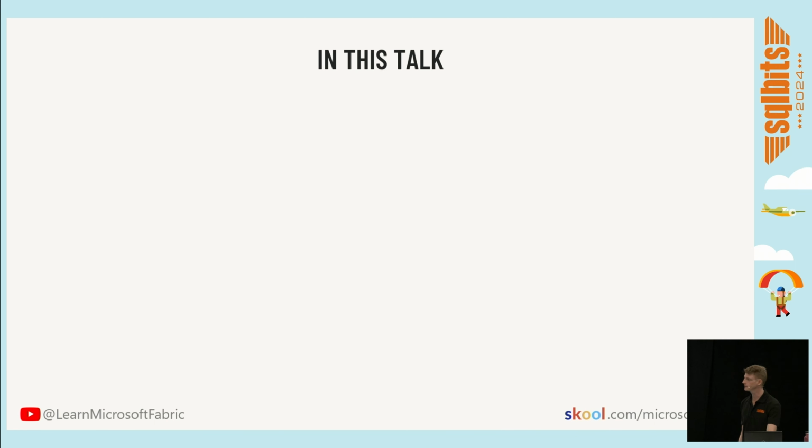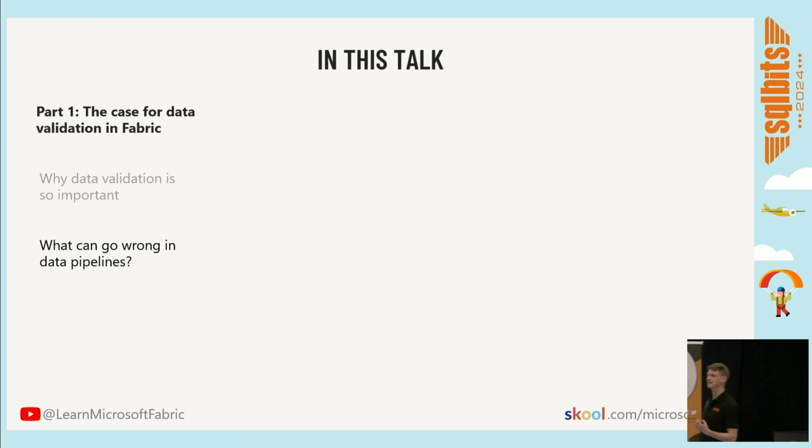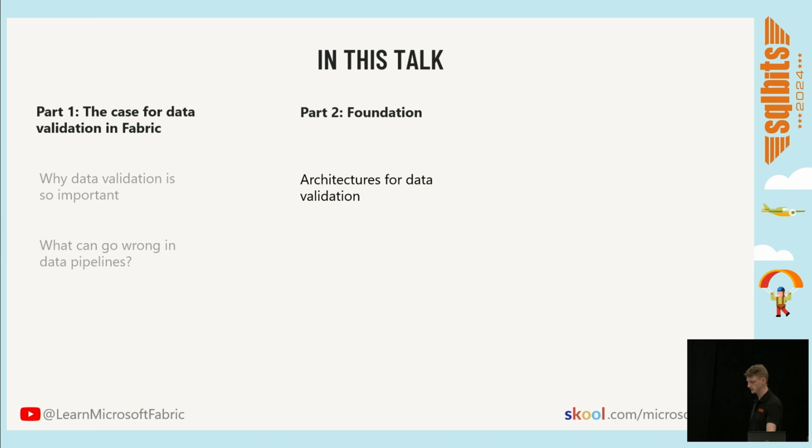So how are we going to be doing this? Well, we're going to start by looking at why I think data validation is so important. We're then going to look at what can go wrong. In our life as data engineers or analytics engineers, quite pessimistic people, we need to think about what can go wrong so that we can guard against it, so that we can ultimately improve the data quality as we go along in our architectures.